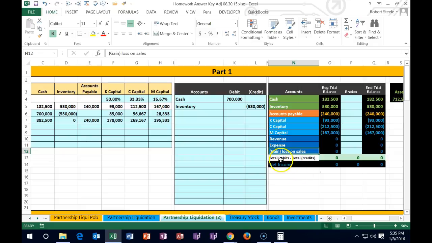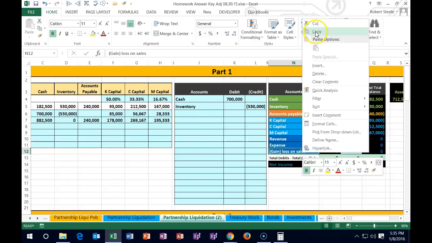So the gain represented by brackets. If we had a loss, it would be a debit balance. If we have a gain, it's going to be a credit balance. We're going to have a gain here because, of course, the cash was bigger than the inventory was on the books for. So that's going to go to this account, gain or loss.